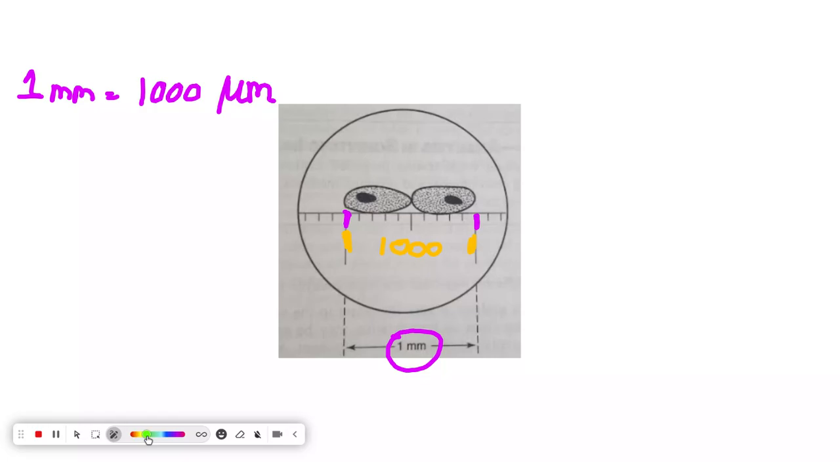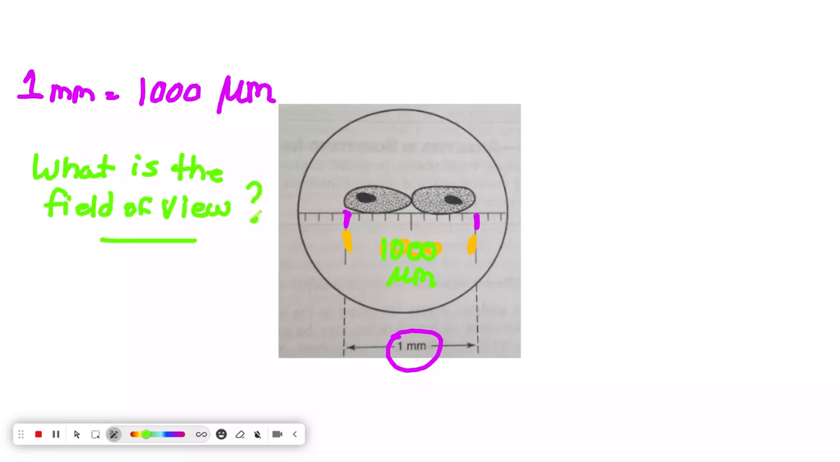So if we use yellow, we know that this area here is 1,000. I should change the color actually. Use green, comes out a little more. 1,000 micrometers. So that's one question we can ask. Another question we can ask here is, what is the field of view? How large of an area do we have under this? So that means we want to know roughly between here and here, what is the field of view?